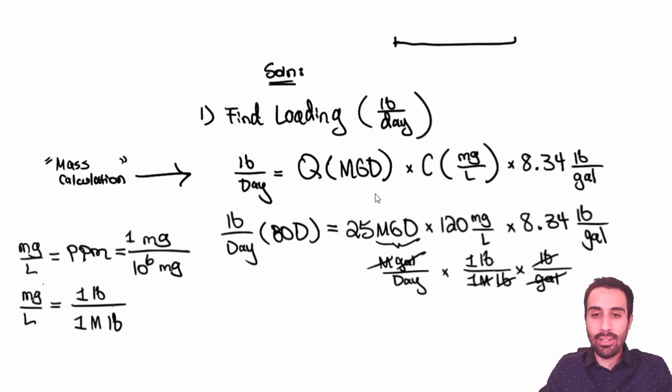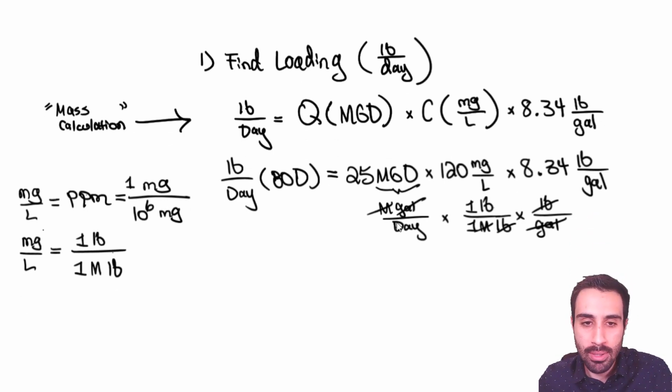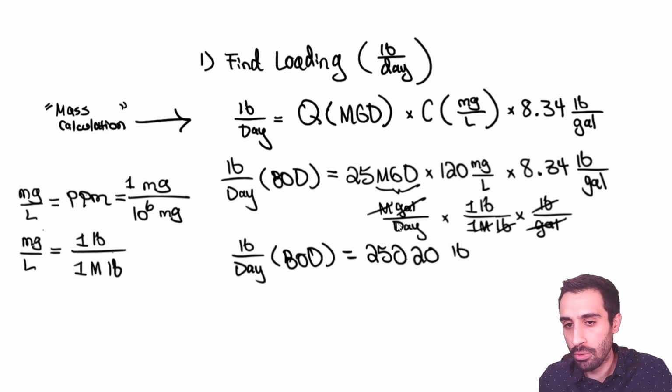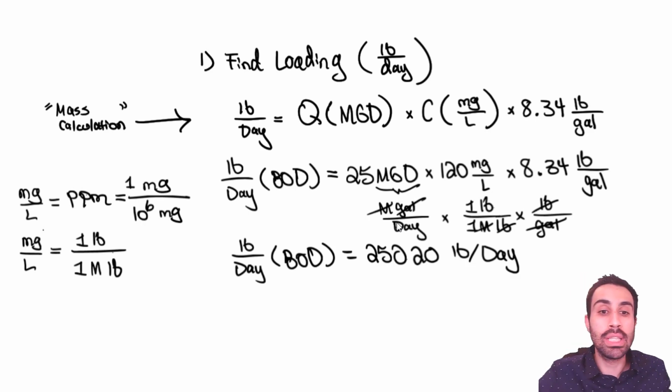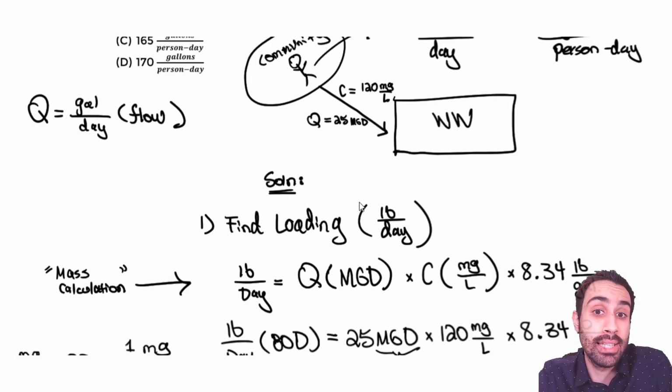Do it with me in your calculator. We take 25 times 120 times 8.34. We get about 250.20. So that would be the pound per day of BOD that goes into that treatment plant in total. So it's going to be 250.20 pound per day. So now using this, we can actually find the total population as the next step.